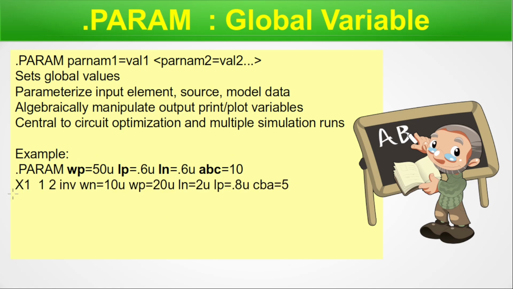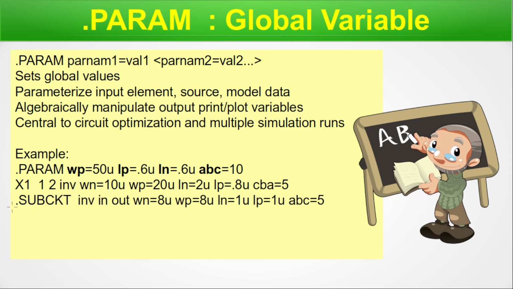Here we have an inverter, right? The instance is x1 and we have here its different values of its parameters. However, we are not using the param here. That means we are not using the values here. However, in the next step, we will see. Here we have the dot subcircuit and we have the set of input outputs, or the subcircuit name is here, and we have all the parameters.